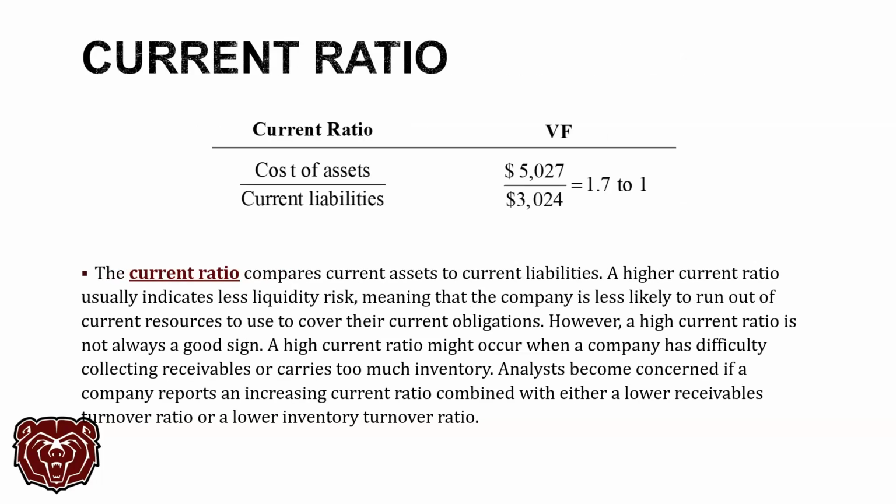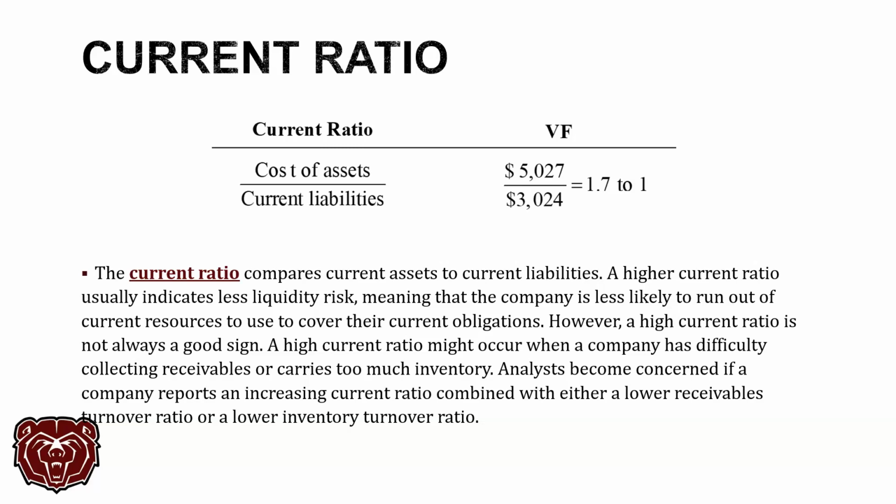The current ratio, we talked about, this is one of the more important ones that lenders and creditors are going to look at. All right, it basically just tells us for every dollar in liabilities I have, how many dollars do I have in assets? Okay, so the higher the current ratio, it usually means there is less risk, right? It means the company is typically less likely to run out of current resources that they can use to cover their current obligations.